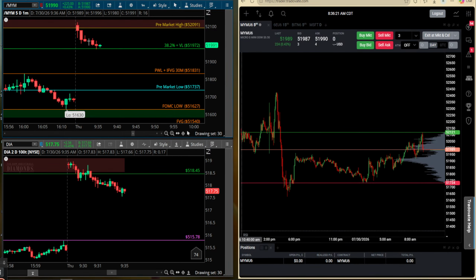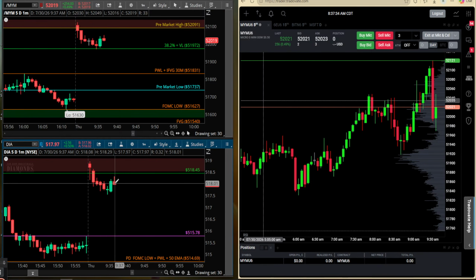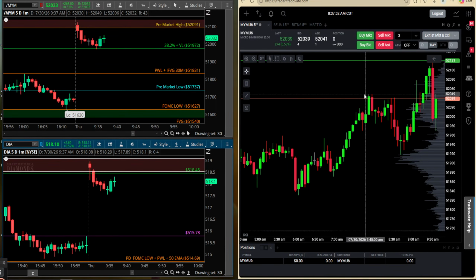Okay, so that candle just rejected the DIA value low, so it is printing to the downside, and on MYM we are not getting a clear imbalance candle yet. So let's wait.